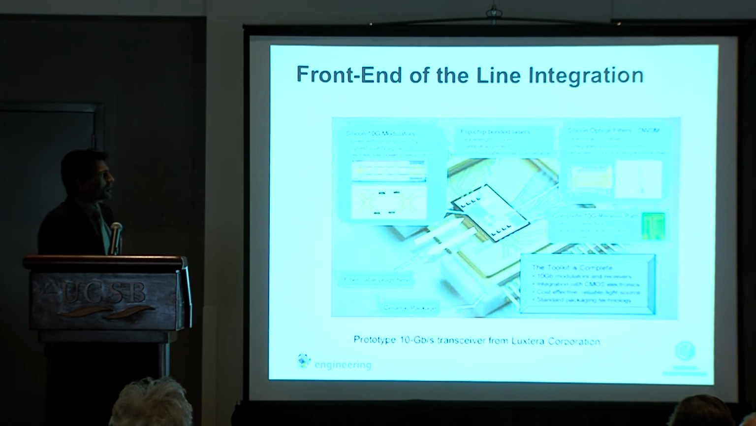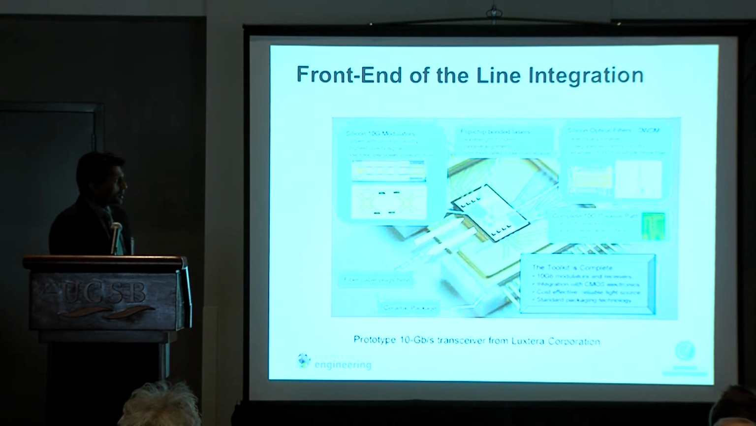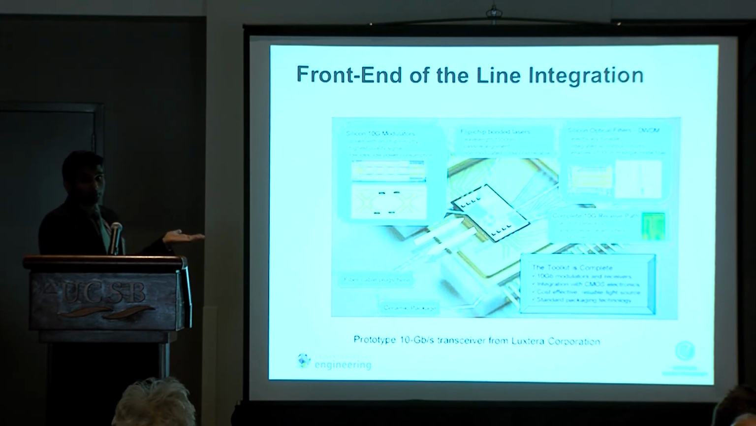So this is the state of the art that's commercially available. This is called front end of the line integration, by which I'll tell you what front end actually means. It has modulators, flip chip bonded lasers, optical fibers, and a full receive path. And here's your fiber that plugs in. And this is commercially available. And this is a prototype from Luxtera. Luxtera is a company that integrates CMOS and photonics together, and that's their entire product line.